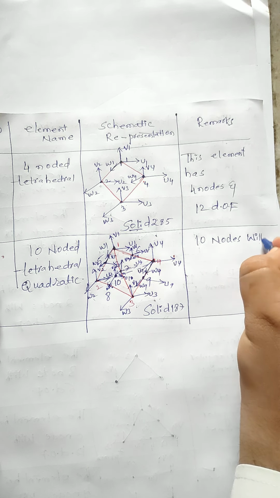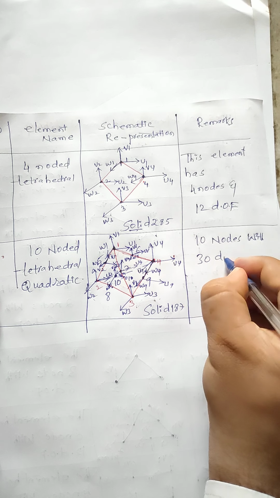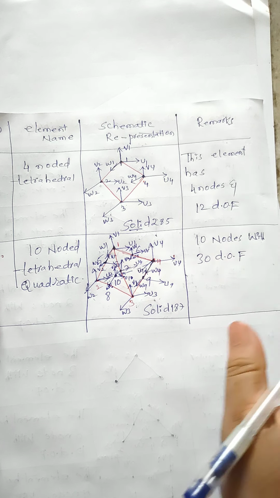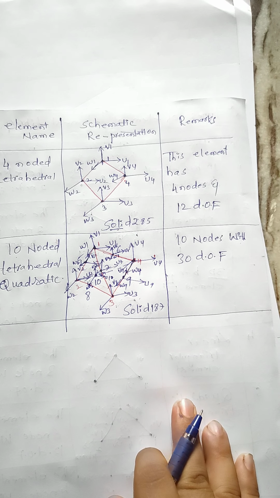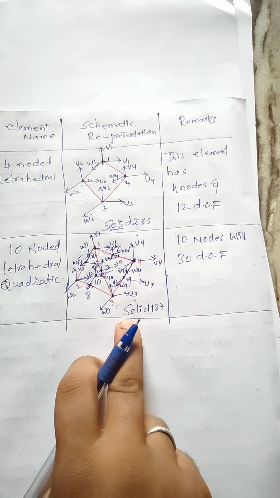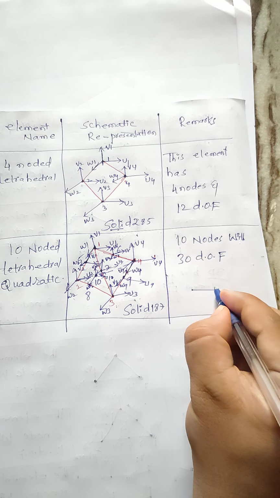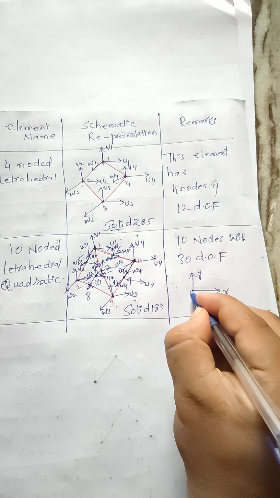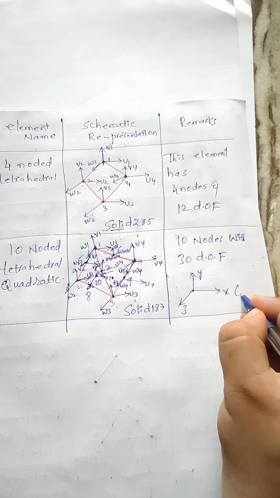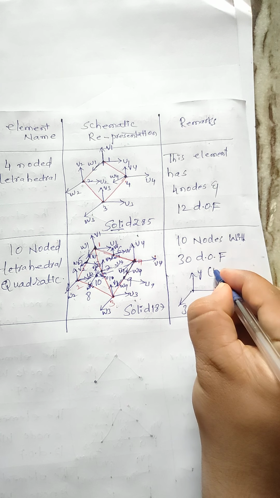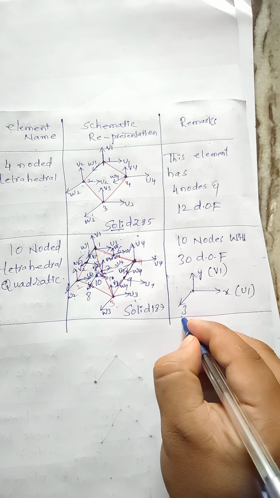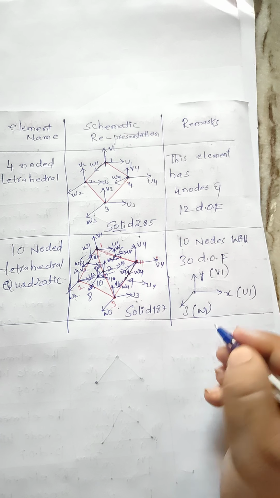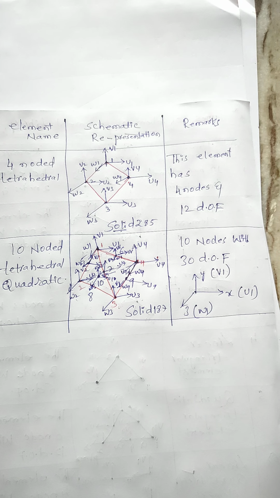with 30 degrees of freedom. Is it right? Then we understood that it is a solid object that can represent the x direction, y direction, z direction. In x direction it is represented by u1, y direction represented as v1, z direction represented as w1. I hope you understood very well.